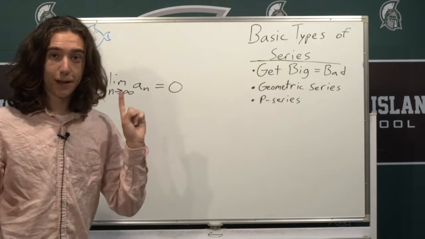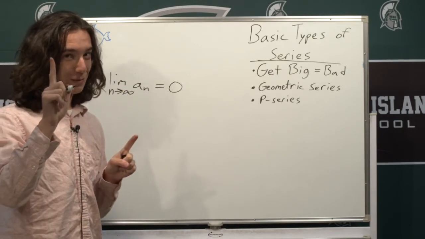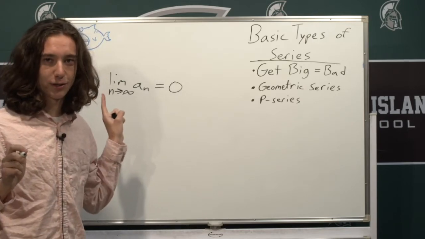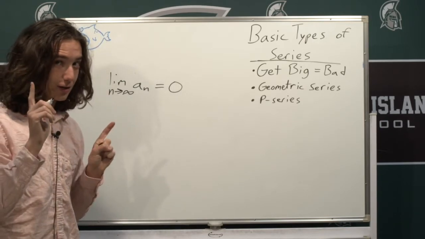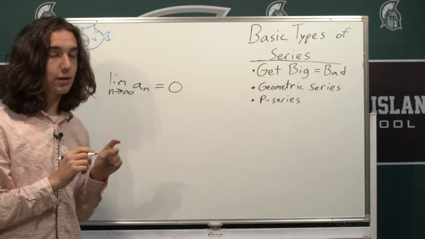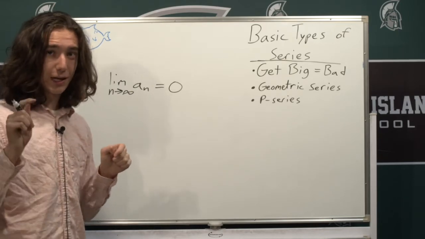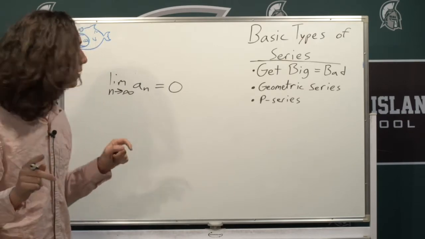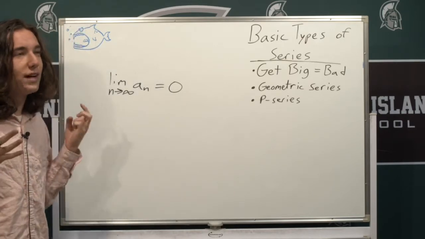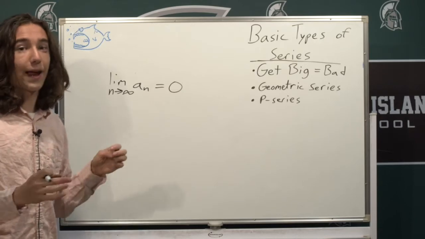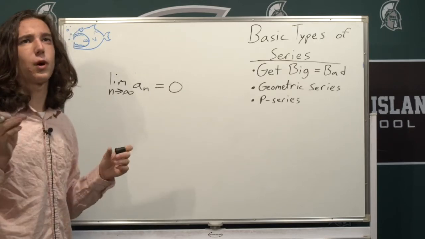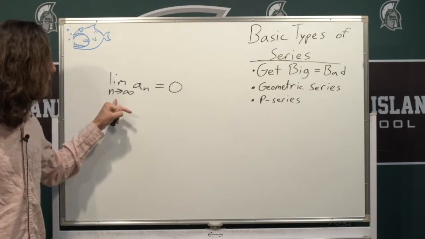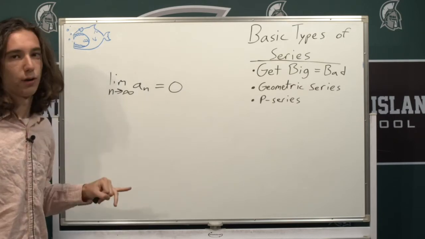Now, we get a little bit funky. Just because the limit of a sub n equals 0 does not necessarily mean it converges. And we're going to get to some counterexamples later in this video and some proofs of that in the next video. But we know that in order for any series to converge, the first criteria for a series to converge is that the limit of a sub n equals 0.